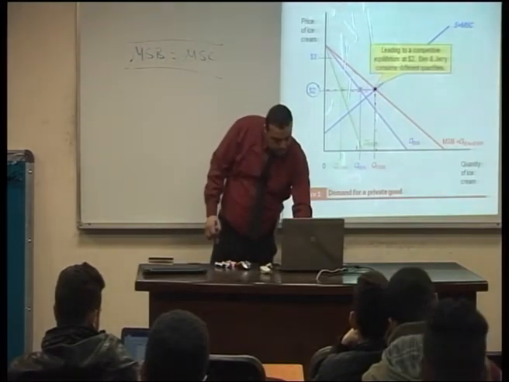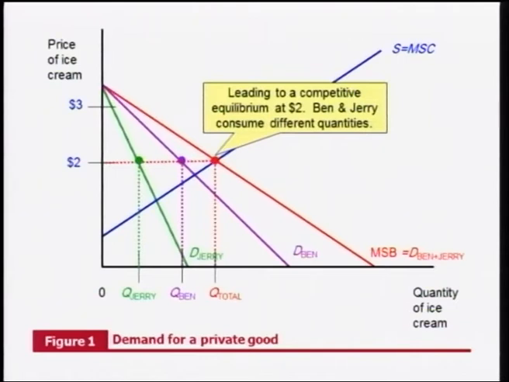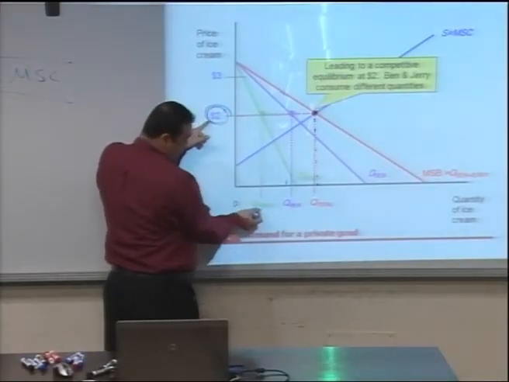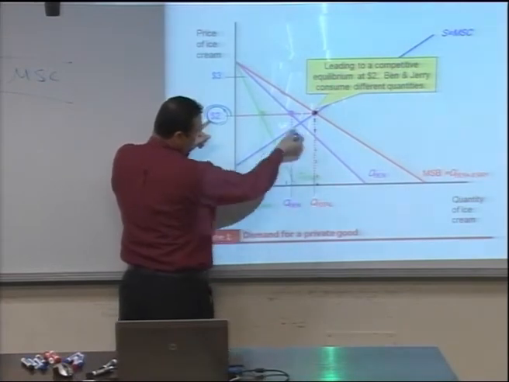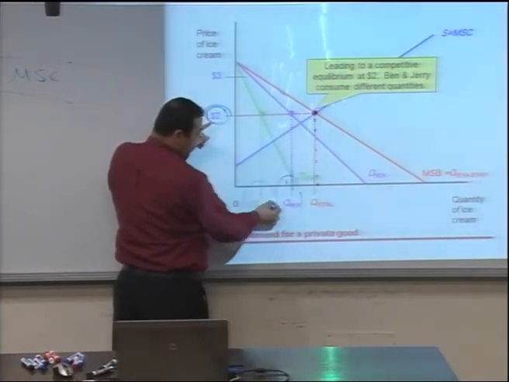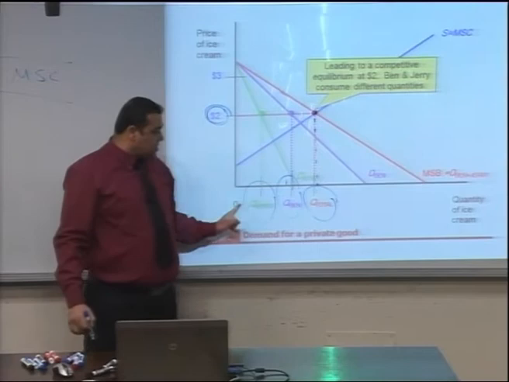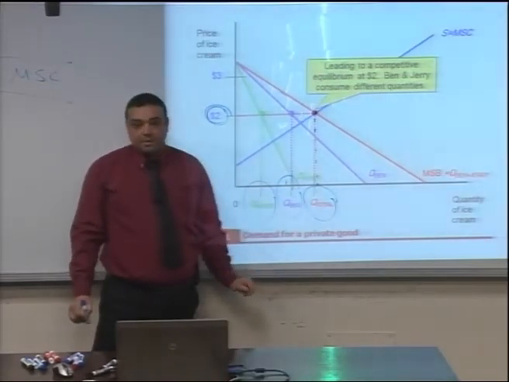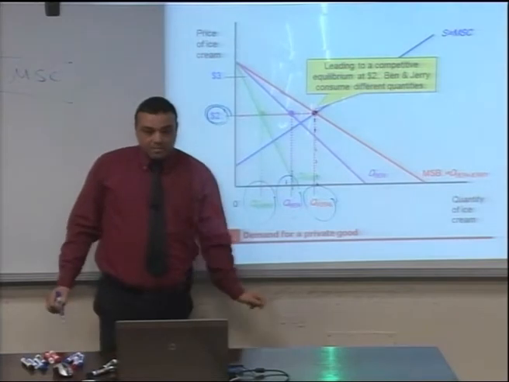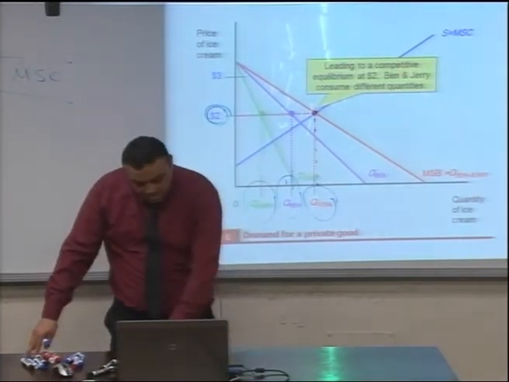Okay? So, leading to a competitive equilibrium at the price equals 2 here, Ben and Jerry consume different quantities. Right? They buy different quantities here. At 2, Ben purchases this quantity, and Jerry buys this quantity. The total quantity here is the quantity purchased by Jerry and Ben. This is the social equilibrium point. Okay? Let's go to something else.